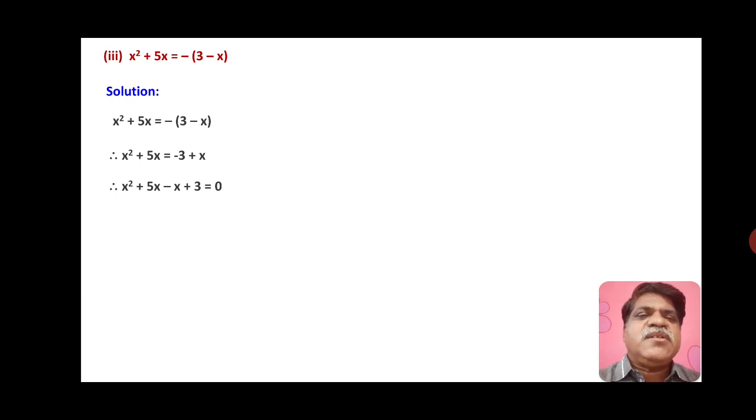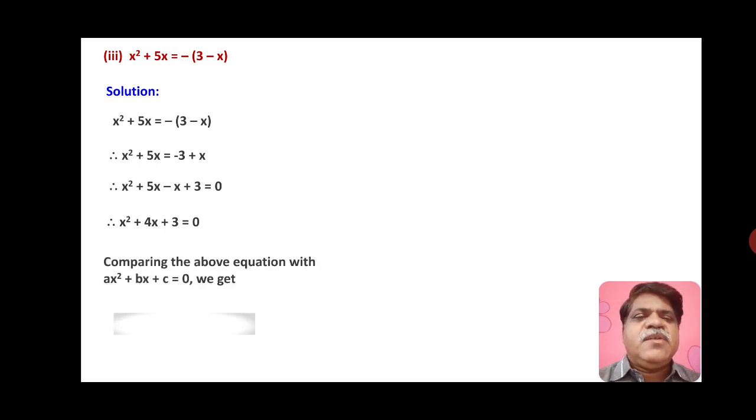We brought this to the left hand side. x square plus 5x minus x, that is 4x plus 3 is equal to 0. Comparing the above equation with x square plus bx plus c is equal to 0, we will get that a is equal to 1, b is equal to 4 and c is equal to 3.